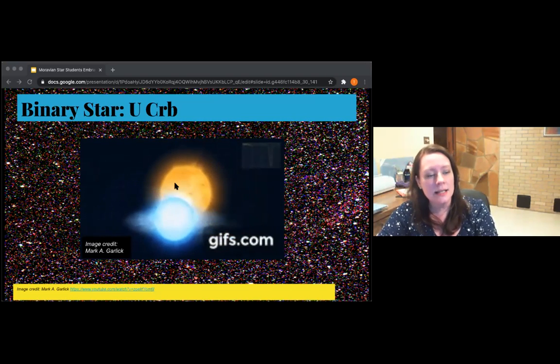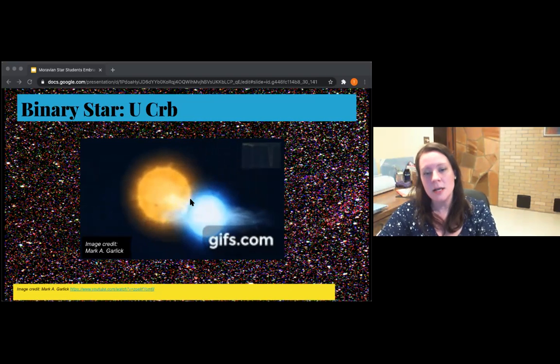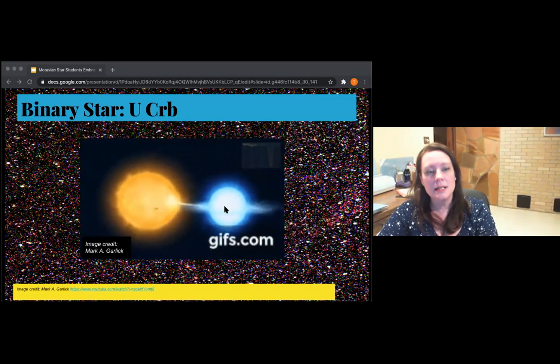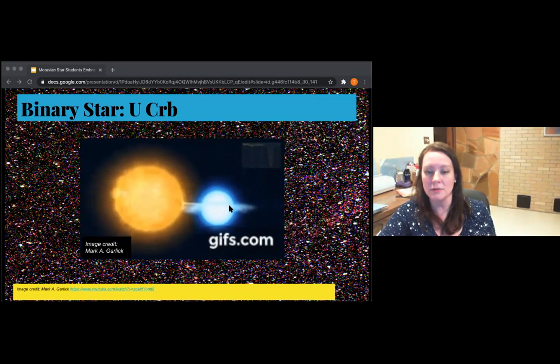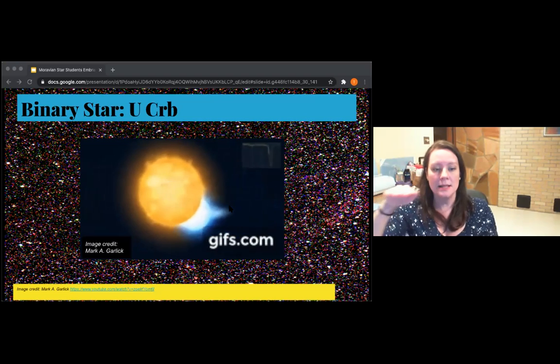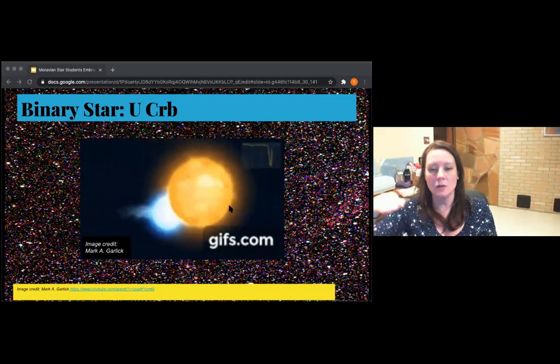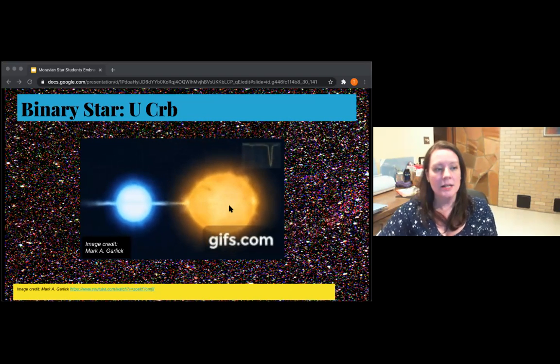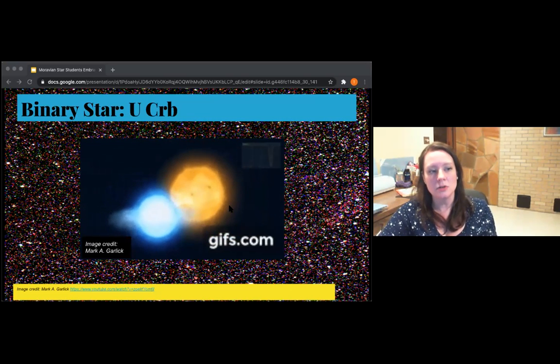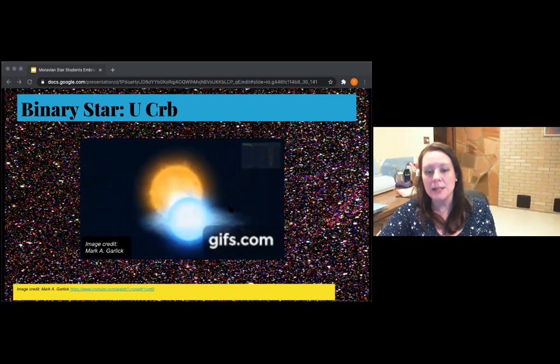This is not a GIF specifically of that system, but I really liked this because it gives you a good vantage point of what we call an angle of inclination. And so what's happening is the orbit is not exactly along the sight line from Earth. It's kind of at an angle. And you can tell that because as these stars are orbiting each other, they're not completely blocking each other.